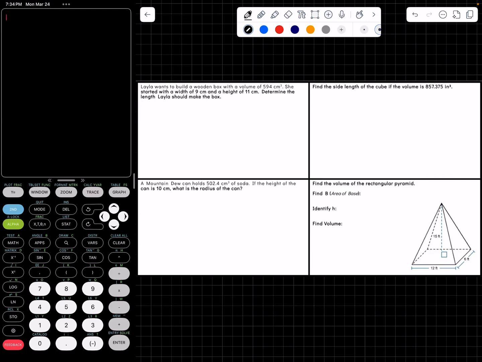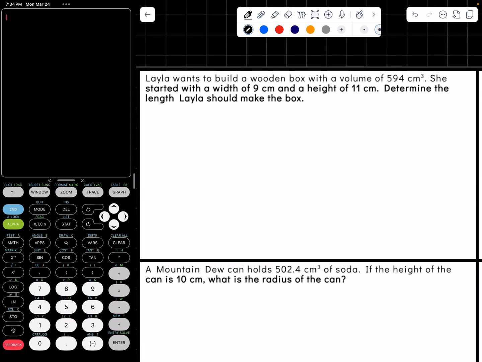So here we have some situations where we're actually given the volume and we're going to end up working backwards. We also have a rectangular pyramid as opposed to a square pyramid. That way we can show it. It's very similar, but we're going to change a handful of things. Let's start off here with the top left.